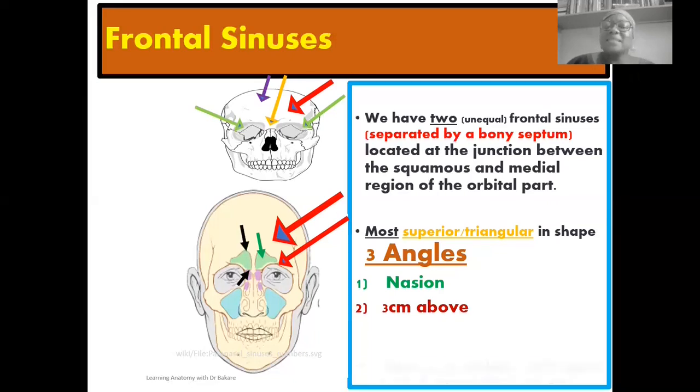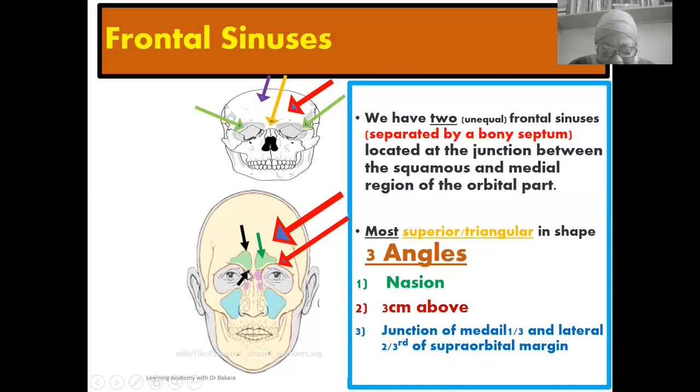Then on the lateral side, this is the supraorbital margin. To divide the supraorbital margin into 3 parts, we have the medial third, we have the middle third, and you have the lateral third. So the junction between the medial 1/3 and the lateral 2/3, at this junction here is where you have the third point. Because it is triangular in shape, it means it will be having 3 points.